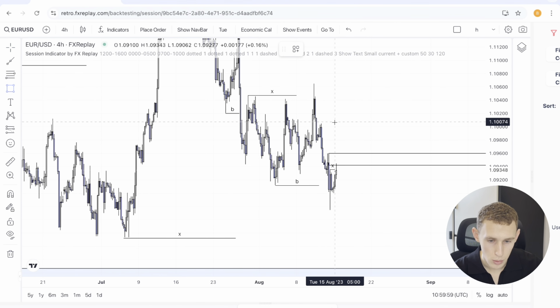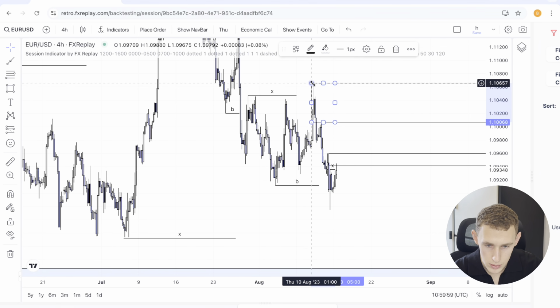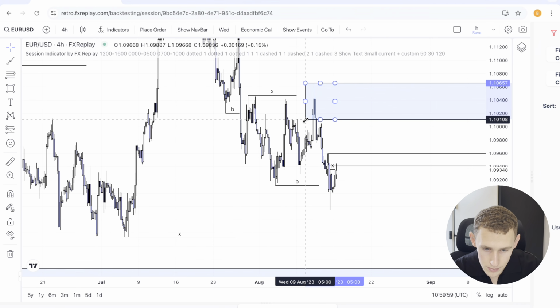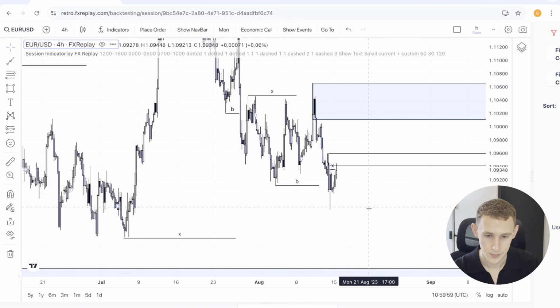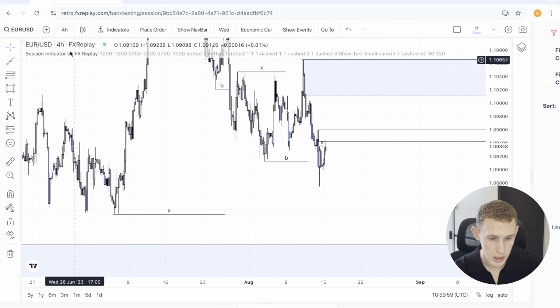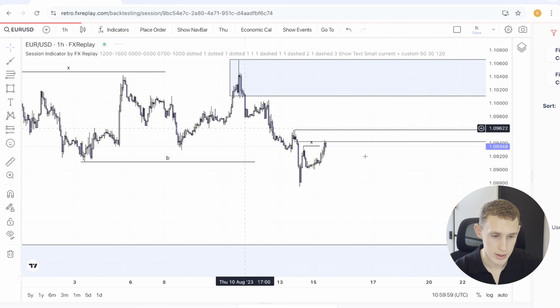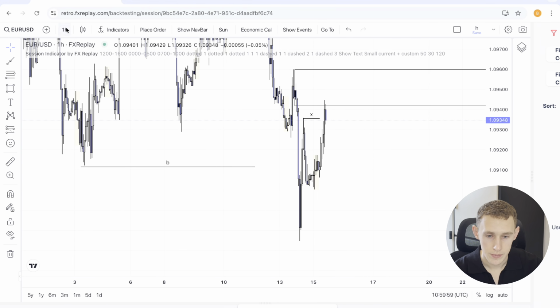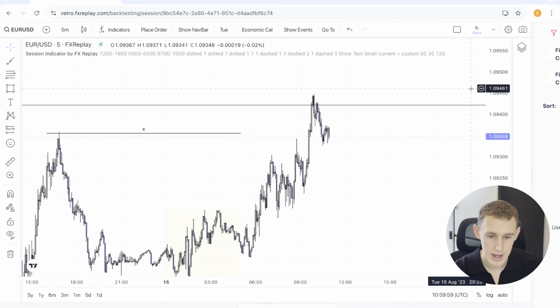Unless maybe it can come all the way back up into this premium area, so the extreme of the current range, which is this candle. But yeah, for now I'm just going to look for sells at this level if we can get a valid entry.